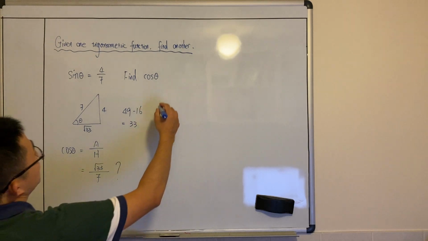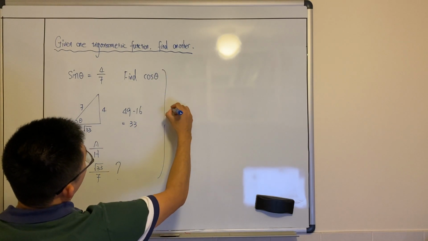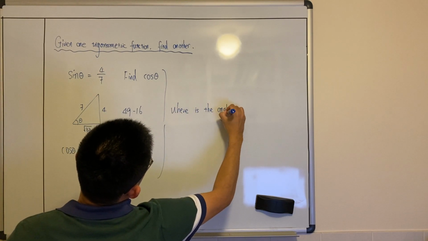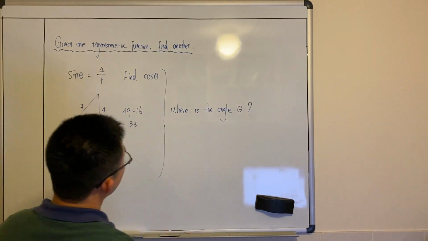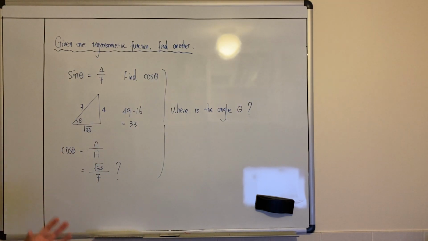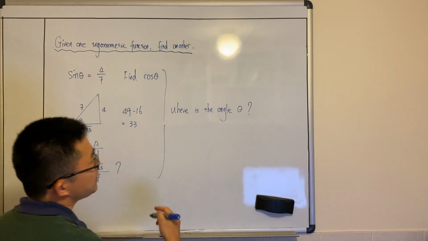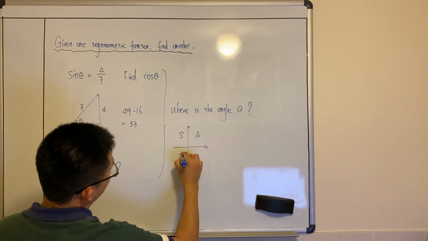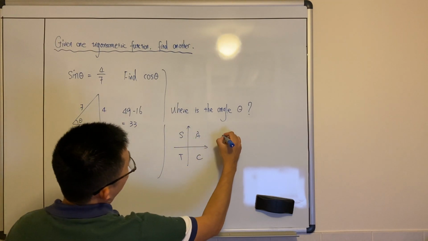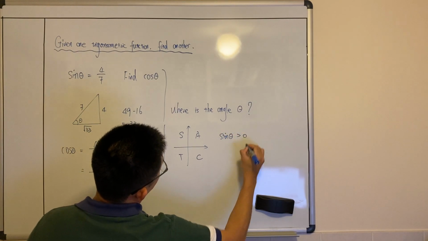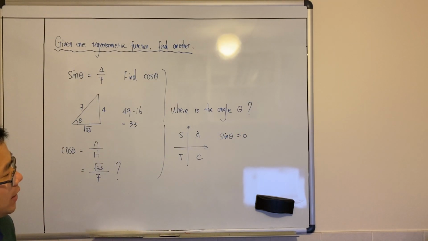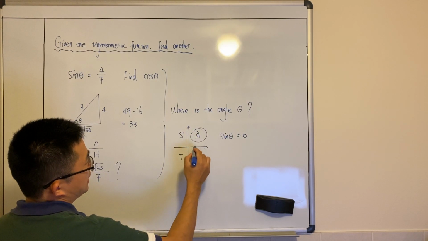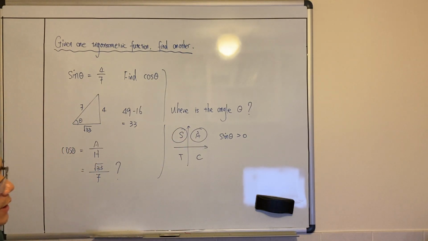Then we start to think about the quadrant. Where is the angle theta? Alright, so starting from sine theta equal to 4/7, sine theta is a positive number. So if we start to think about the all stations to central, if sine theta is a positive number, that means the possibilities for theta to be are the first quadrant and the second quadrant. The first and the second.